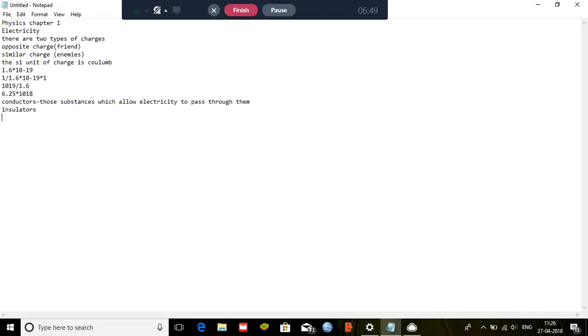I'm not telling the bookish definition because I think it's a common thing. Everybody can write it in their own words. Everybody knows how a wire looks. The copper wire is inside, and those are conductors, and the outside covering, which is plastic, is the insulator.